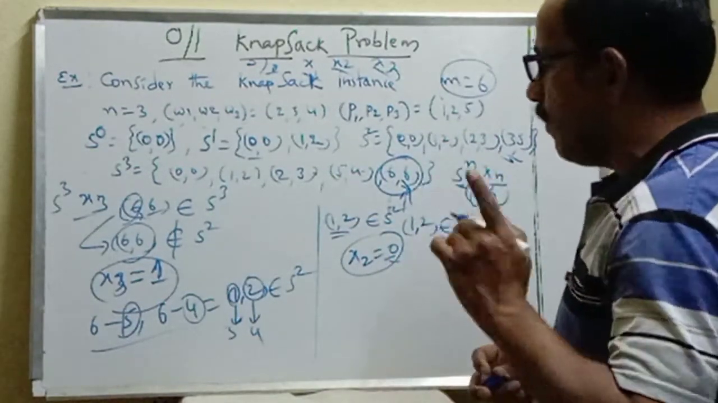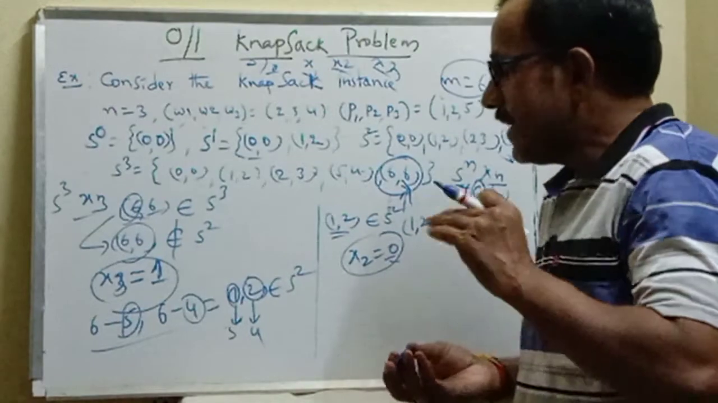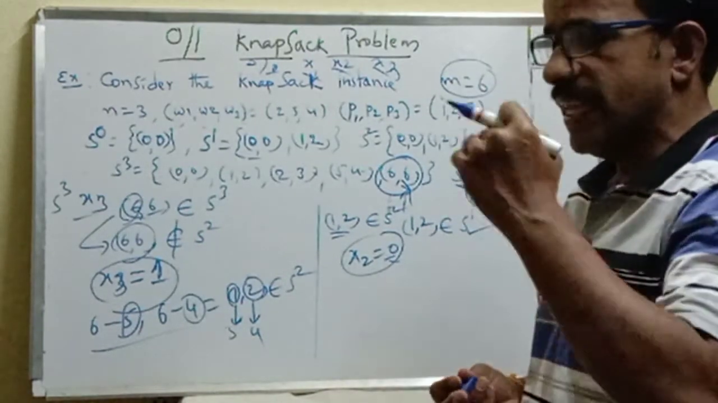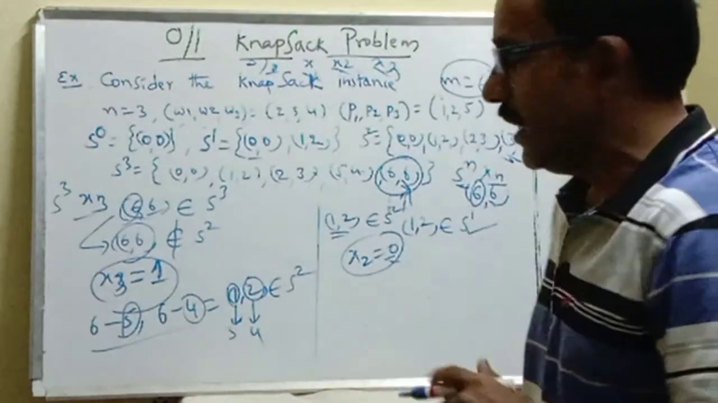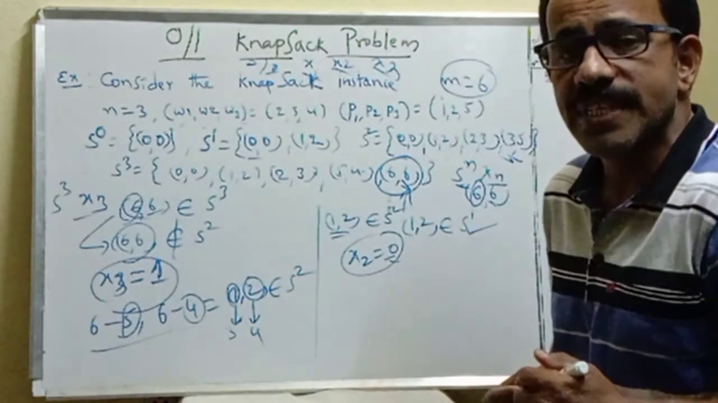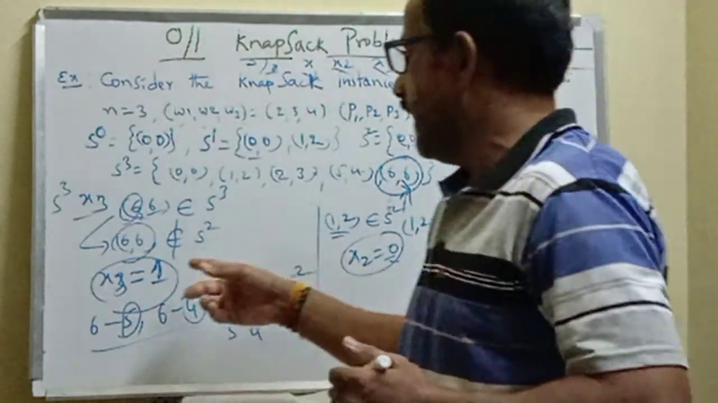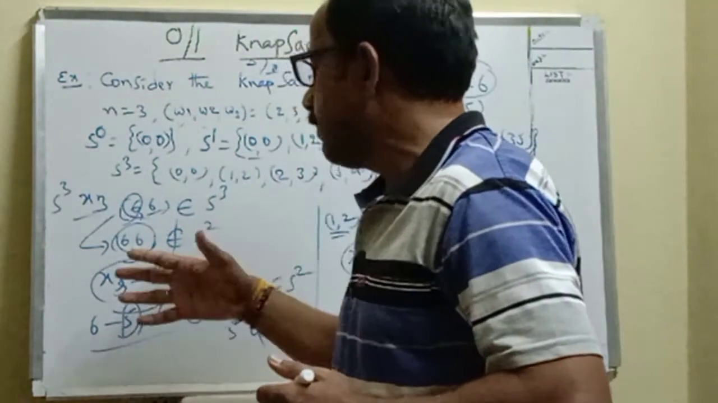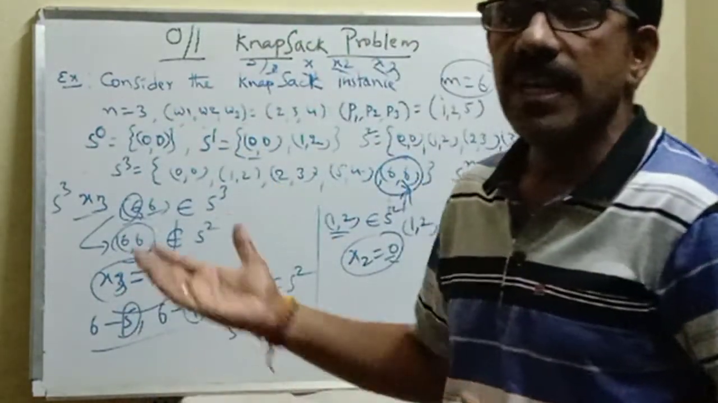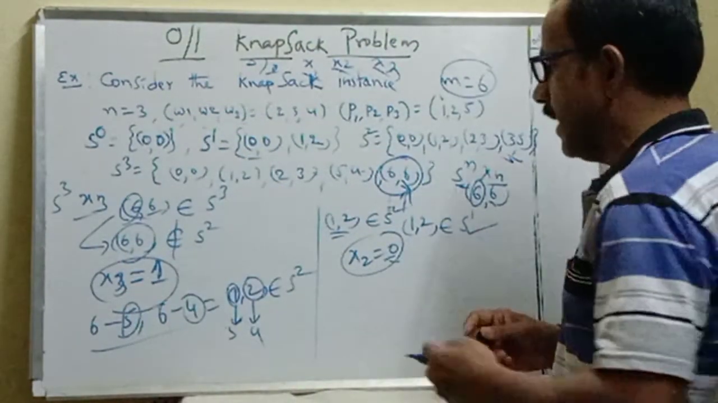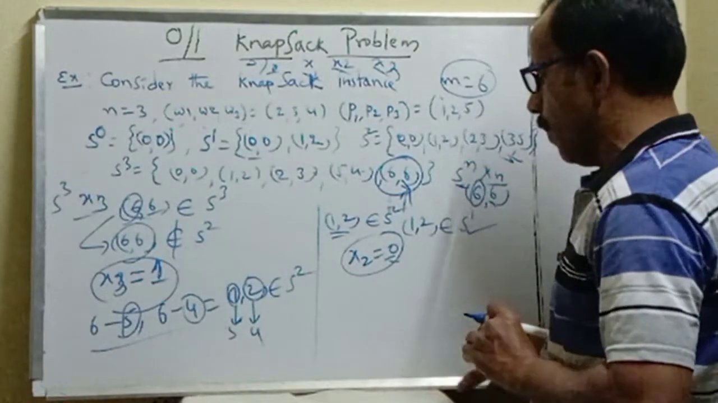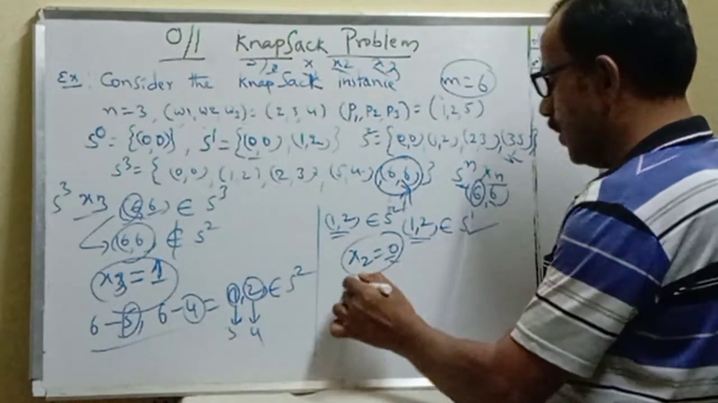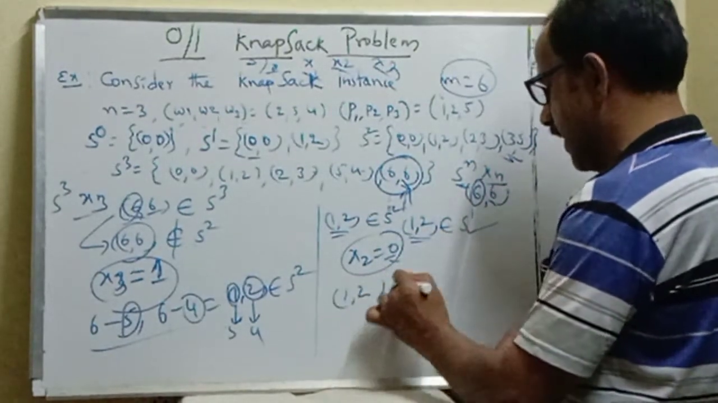See, remember one point here. After selecting a pair, if the same pair is there in the previous set also, then the respective item solution is 0. Otherwise, the respective item solution is 1. Then immediately subtract the respective profit and weight from the selected pair. Then only we make X3 as 1.